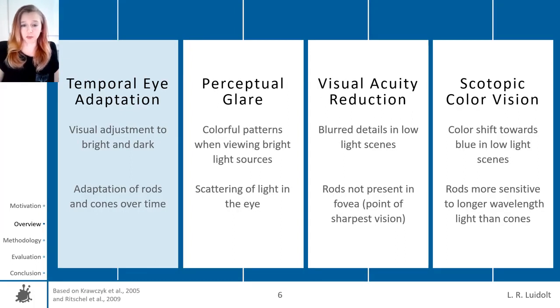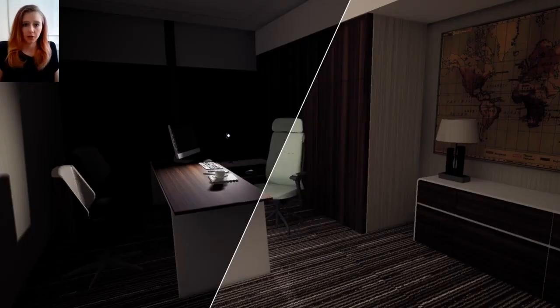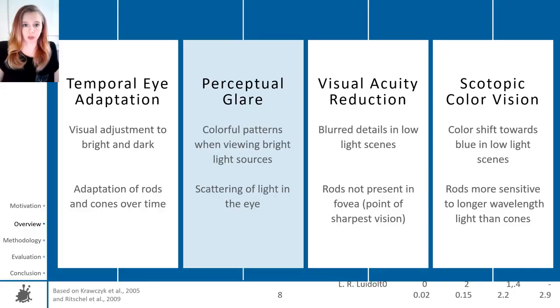First, we adjust the brightness of the scene over time to simulate the adaptation of rods and cones. Rods and cones are the photoreceptors in our eyes, which process the incoming light. Here on the left side, you can see the non-adapted original scene, and on the right side, the fully adapted scene after approximately 3 seconds.